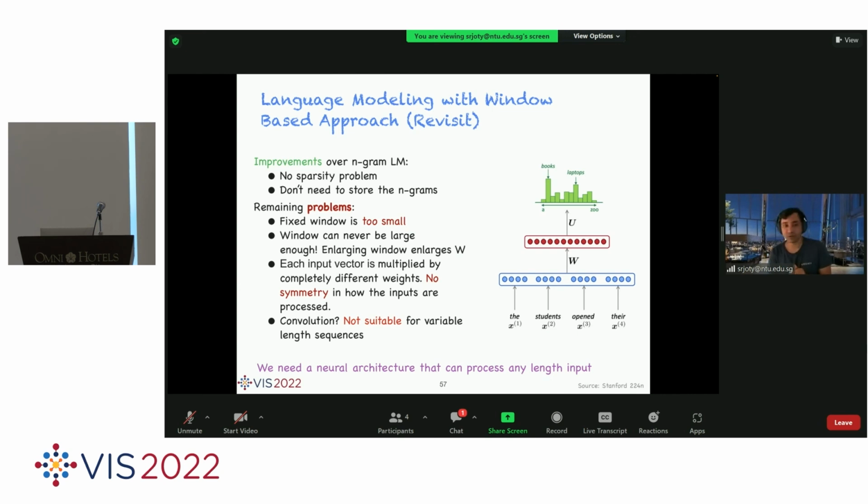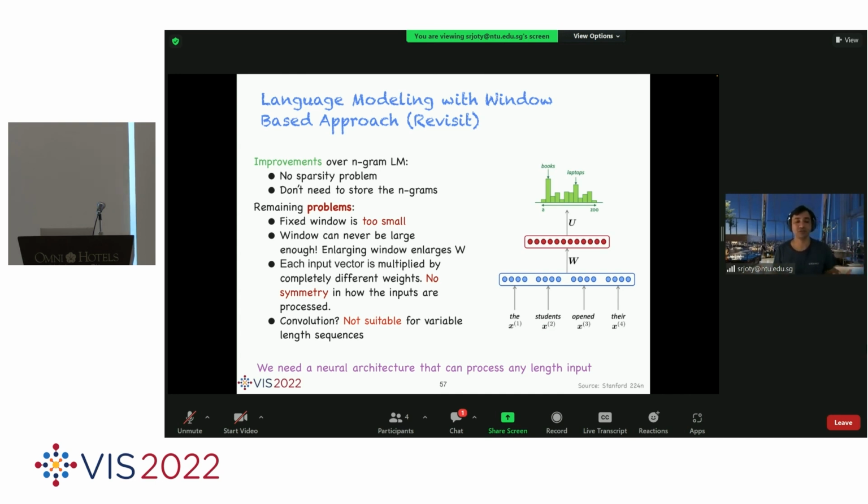So I'll probably stop with this limitation, and then I'll introduce recurrent neural networks to overcome these limitations of feed-forward neural nets. Obviously, this is an improvement over the traditional n-gram-based language model where you just count. There is no sparsity problem, and we don't need to store the n-grams. The n-gram model is non-parametric, and this is a parametric model. But the problem that still remains with this approach is that the window size is too small, and the window can never be large enough, because the use of words can depend on something that happened maybe 2000, maybe 200 words before.